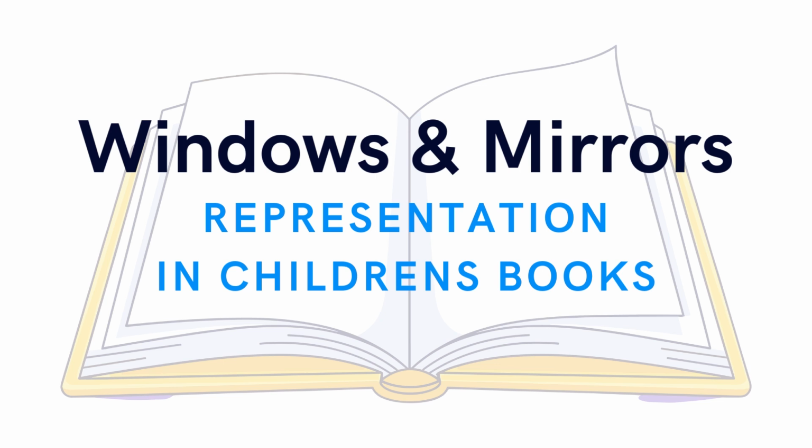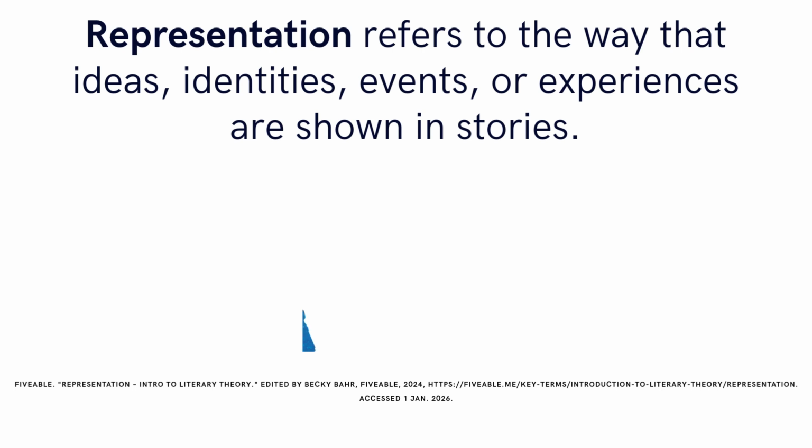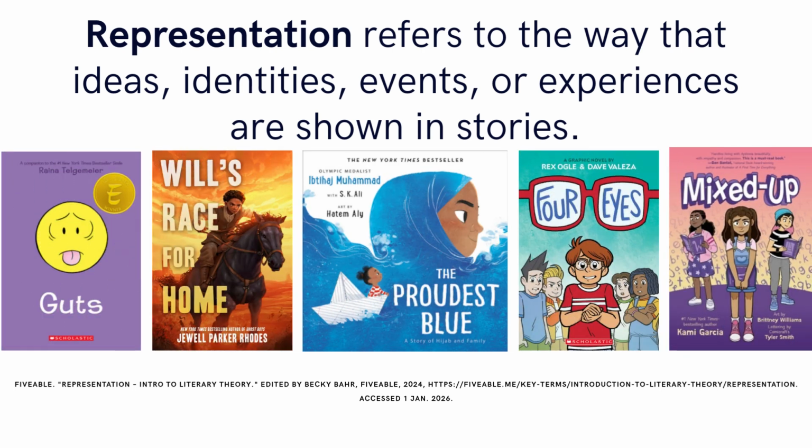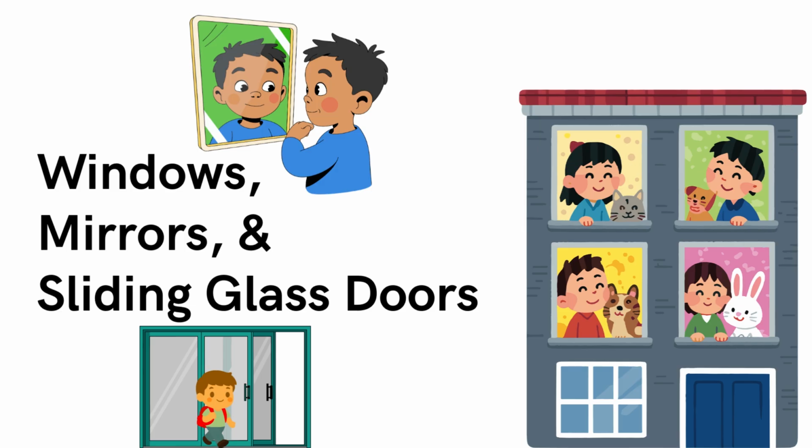Let's talk about representation in children's books. Representation refers to the way that ideas, identities, events, or experiences are shown in stories. One way to talk about representation in children's books is to talk about windows, mirrors, and sliding glass doors.